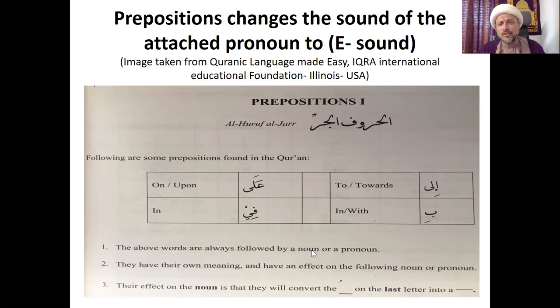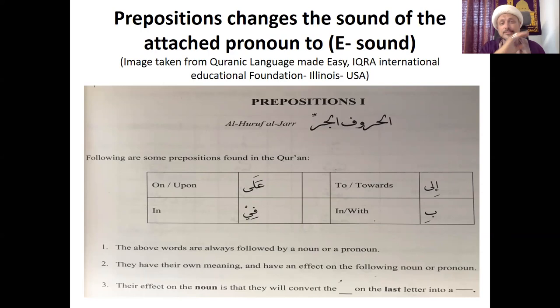are always followed by a noun or a pronoun. They have their own meaning and have an effect on the following noun or pronoun with the E sound or whatever is similar to the E sound. Their effect on the noun is that they will convert the O sound of the last letter to E sound. So U will become E: min al-madrasati. Al-madrasatu, min al-madrasati. Al-madrasatu, ila al-madrasati. Al-madrasatu, ala al-madrasati. Al-madrasatu, bil-madrasati. E at the end. So that is the job of Huruf al-Jar, he says. These are ila, to or towards; ala, on or upon; fi, in; bi, with or in. Remember, it has the meaning bil manzil, in the house.